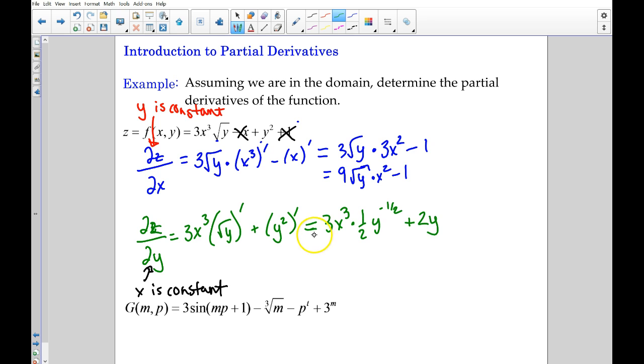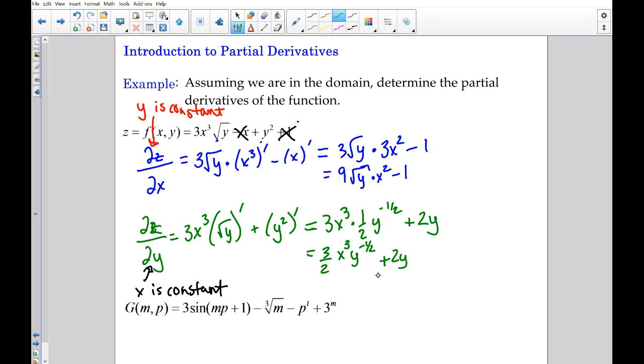Okay, simplifying again, if you wish, 3/2 x cubed y to the minus 1/2 plus 2y. And at this stage, you could write it using positive exponents, using radicals. I don't really care. The important thing to me is that we got the partial derivatives right.